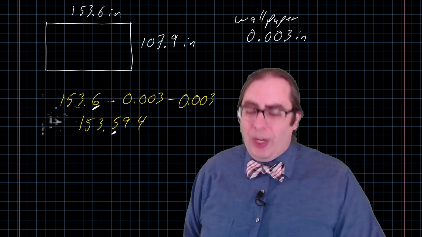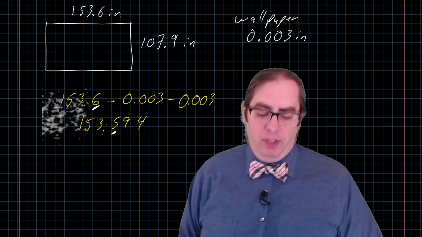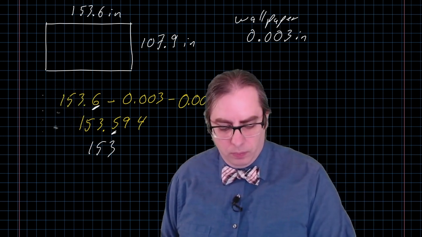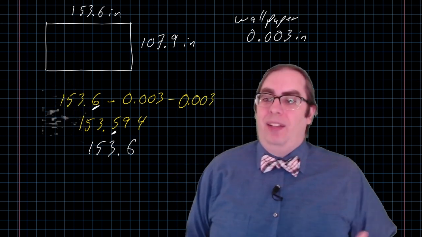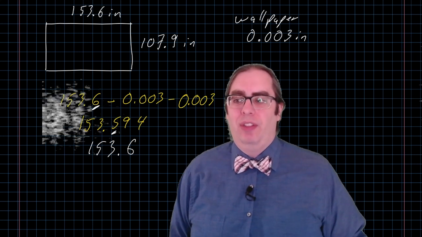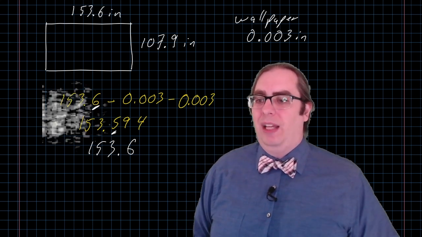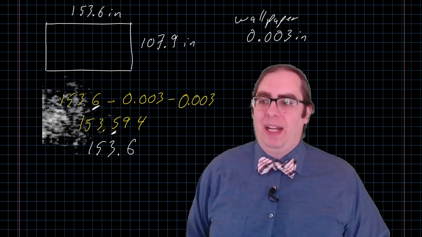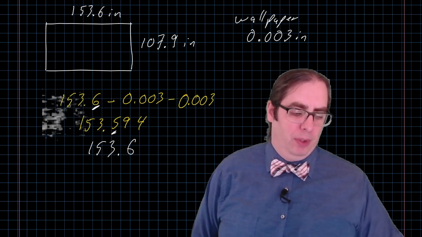Anyway, I want this to be to within the nearest tenth of an inch. So I'm going to round my result to the nearest tenth of an inch. When I do that, because this is such a ludicrous example, I'm not that surprised that I get the same measurement that I had to start, 153.6.